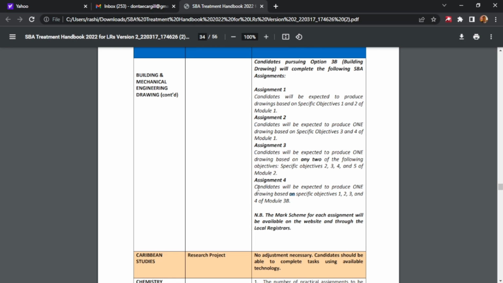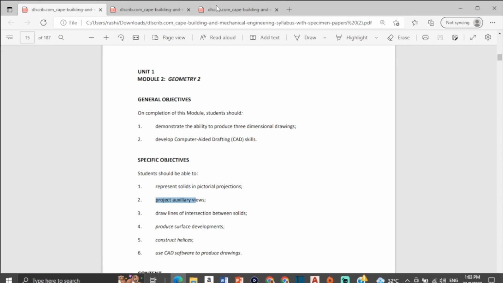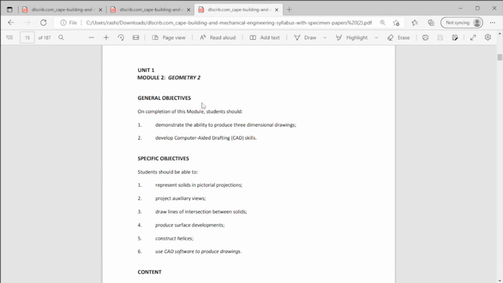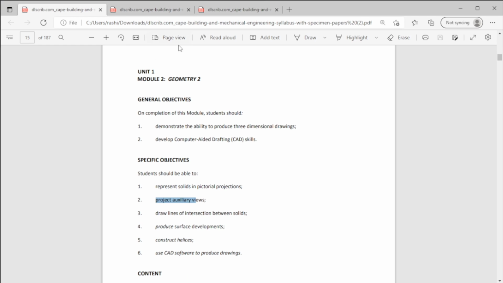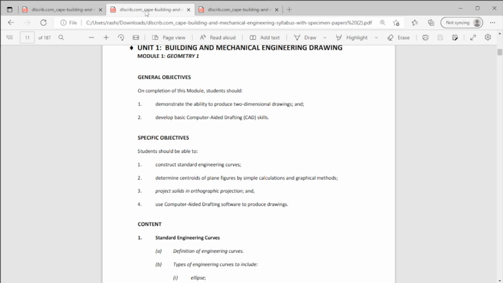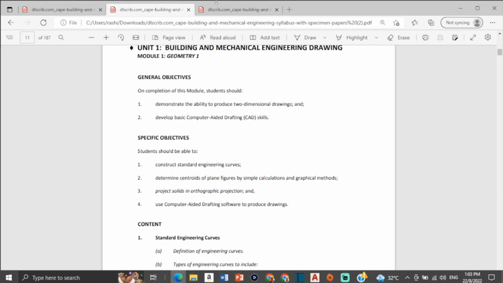And for assignment 4, if you're doing building drawing, let's look at building first, then we'll look at mechanical. It says candidates will be expected to produce one drawing based on specific objectives 1, 2, 3, and 4 of module 3B. All right, let's look at module 3B.